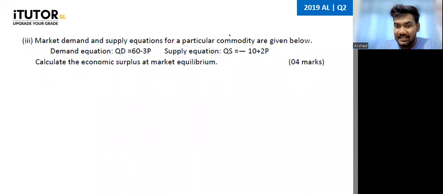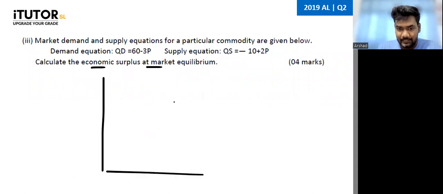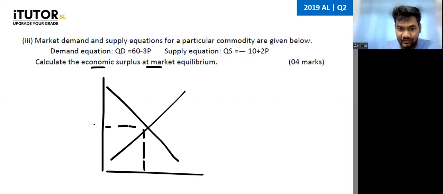Market demand and supply equations are given. Calculate economic surplus at market equilibrium. Okay. Can you quickly give me what's the equilibrium price and quantity? Right. I'm not going to do this for y'all. Equilibrium price and quantity. Price is 14, quantity is 18. Okay.